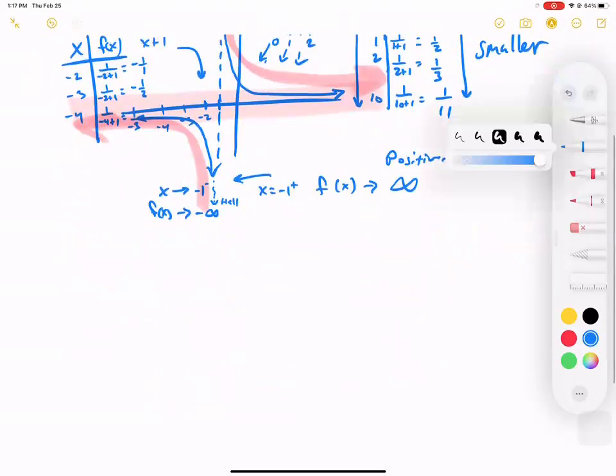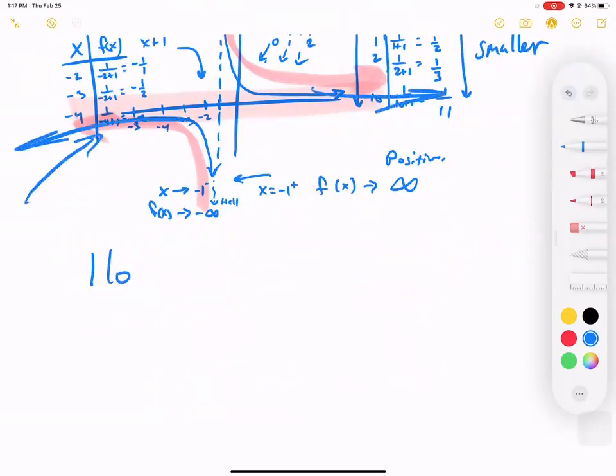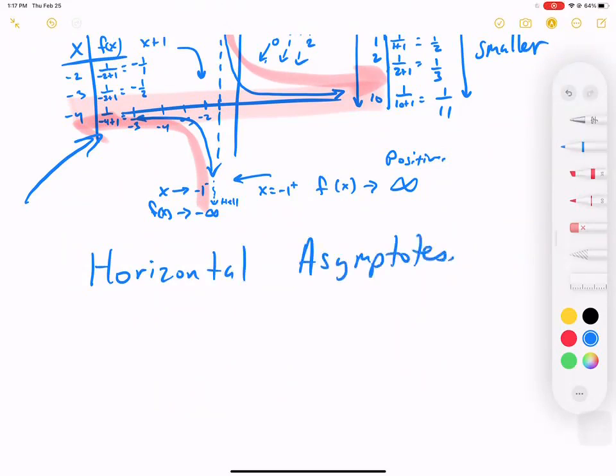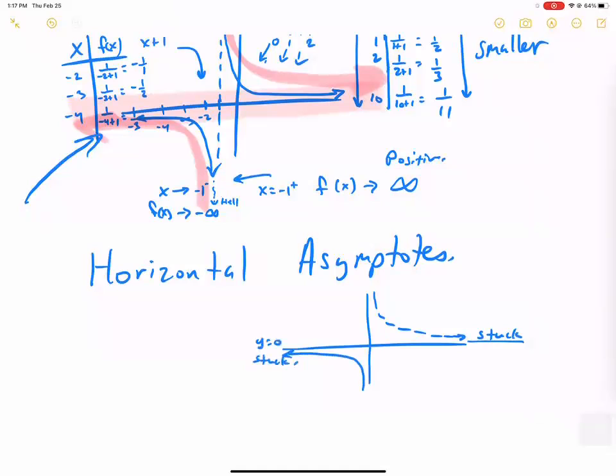So today what we're working on is horizontal asymptotes. How do we know that this graph is going to stay at 0 here? How do we know this is going to be stuck there? Horizontal asymptotes. A horizontal asymptote is the line at which the graph will get stuck. See, I'm getting closer to 0. On the left side here, I'm getting stuck at y equals 0. Okay, we're just getting stuck here. And that's our horizontal asymptote.